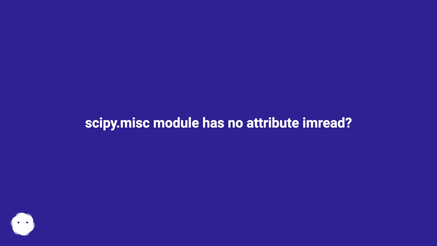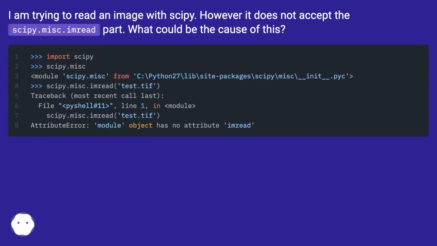Scipy.misc module has no attribute imread? I'm trying to read an image with Scipy. However, it does not accept the scipy.misc.imread part. What could be the cause of this?